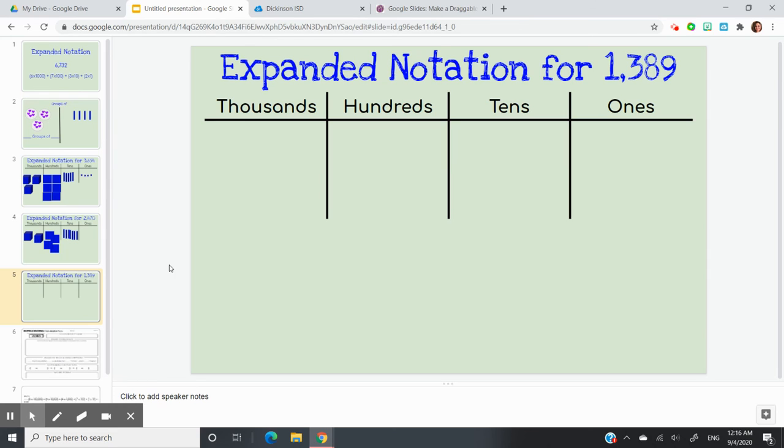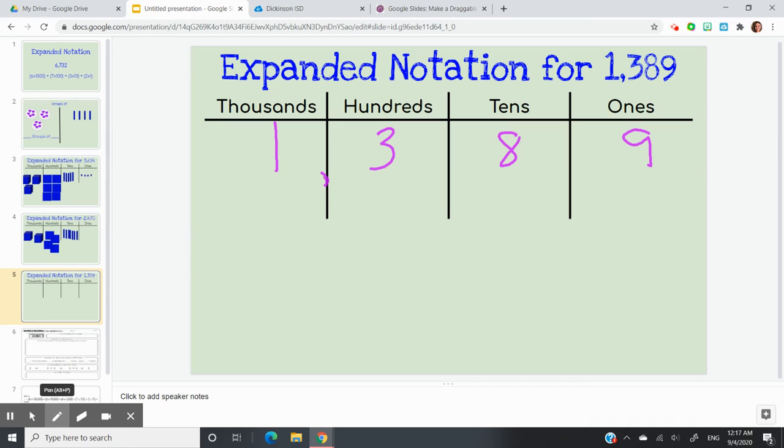Now we are going to represent 1,389 in expanded notation. But notice this time I do not have any base 10 blocks. So we're going to try and represent this number in expanded notation without using the aid of my base 10 blocks. So the first thing I need to do is make sure I know the value of each digit. So I have 1 thousand, I have 3 hundreds, I have 8 tens, and I have 9 ones. So there is my number 1,389.